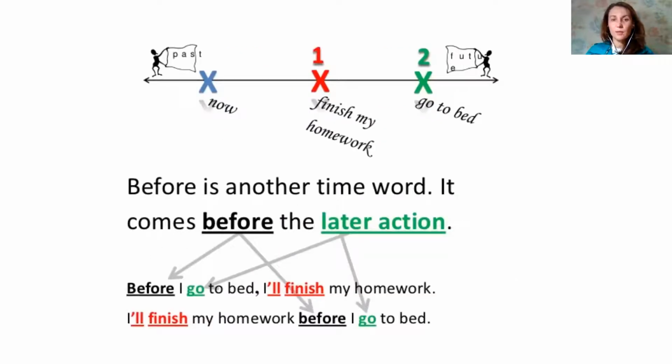Before is another time word. It comes before the later action. For example, before I go to bed, I'll finish my homework, or you can change it and you'll say, I'll finish my homework before I go to bed.